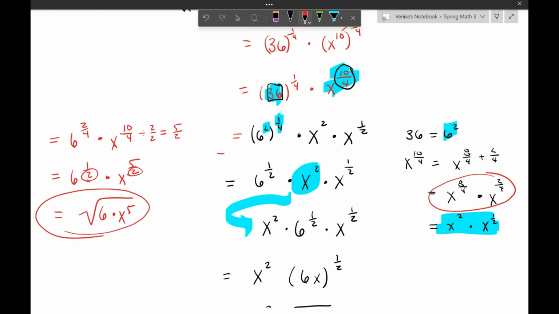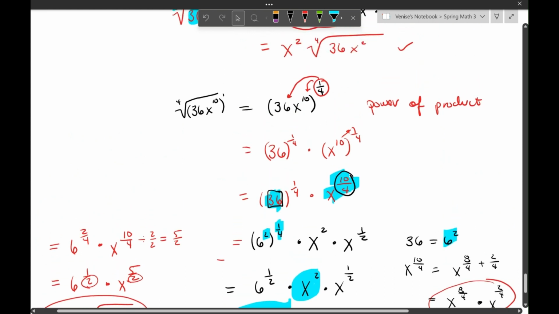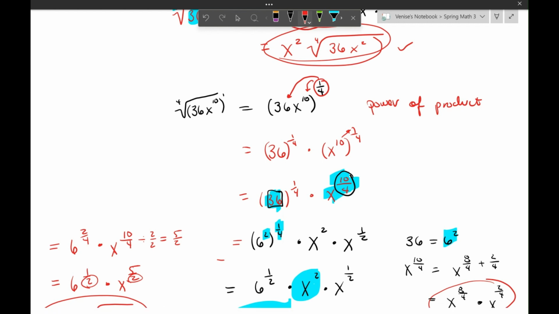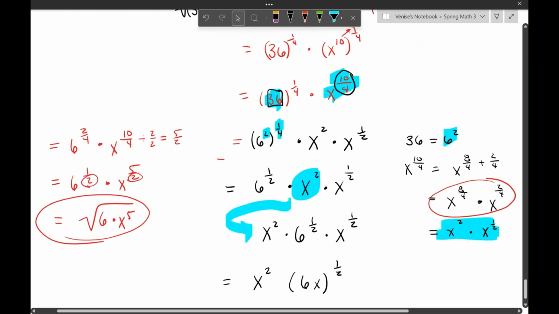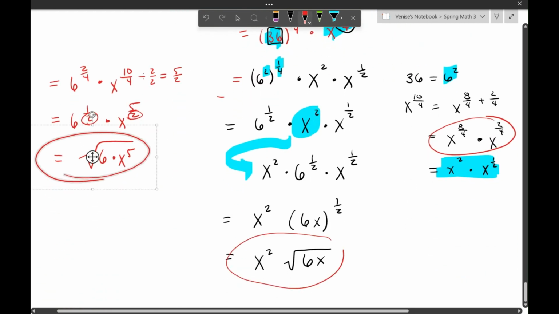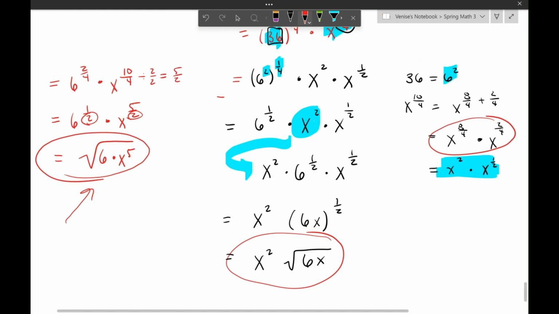So here's the first choice. Scroll up. The first choice is this. The second choice is this, and the third choice is this. So you guys need to know your index.